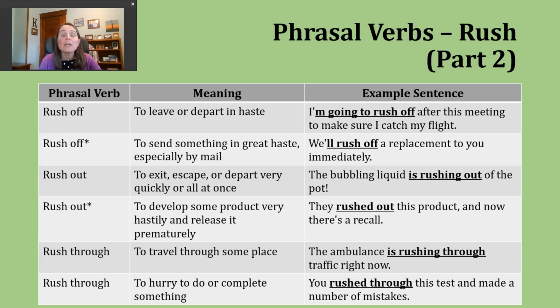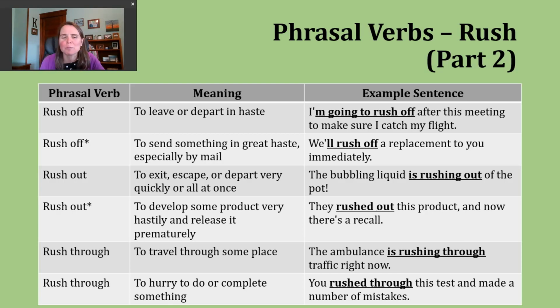A second way to use rush out could mean to develop some product very quickly and then also release it, generally prematurely. So maybe before it's ready or before a chance to make improvements has been made. So an example of this, they rushed out this product and now there's a recall. So this particular sentence is in the simple past tense. It's describing a completed action, but the company here, or groups of individuals, maybe have made something so quickly. Now maybe there's a safety issue, and so they're announcing that people need to return the item, or maybe have a repair, something like that, to make sure the item is safe.